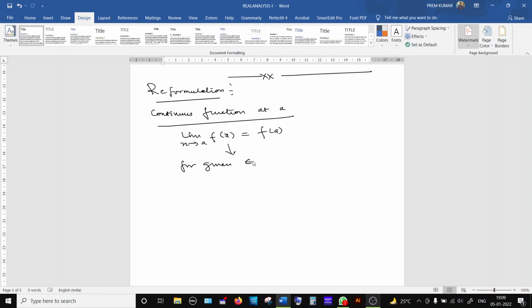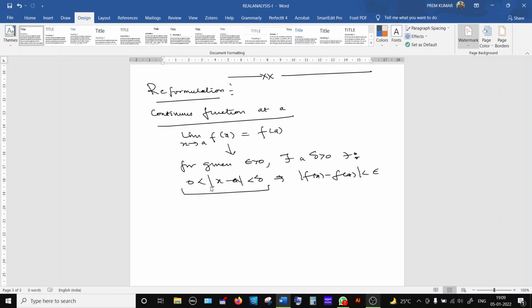for a given epsilon, there exists a delta greater than 0 such that, usually we write like this: 0 less than absolute value of x minus a less than delta implies absolute value of f of x minus f of a less than epsilon. That is, usually the definition of continuity we studied has this strictly greater than 0.